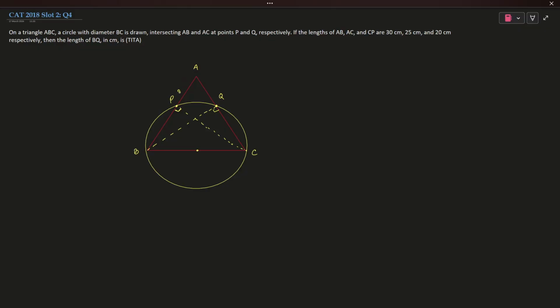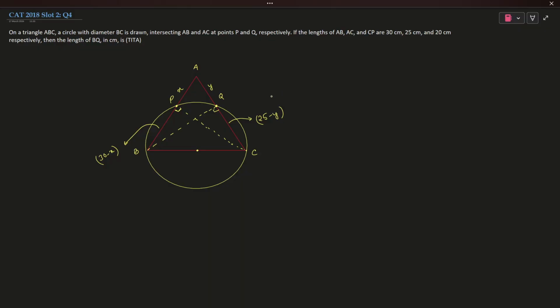AB is 30, so entire AB is 30. Let's say this is X, so what will be this part? This will be 30 minus X. AC is 25, so let's say this is Y, so this will be 25 minus Y, CQ. And CP is 20. I need to find the length of BQ, guys. Interesting question, guys. Let's see what we can do here.